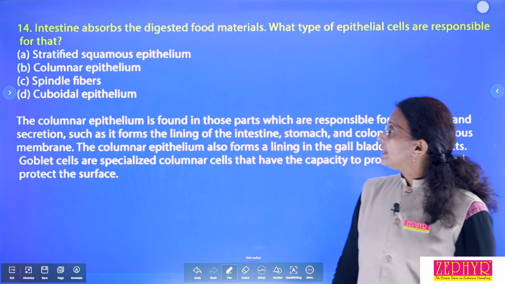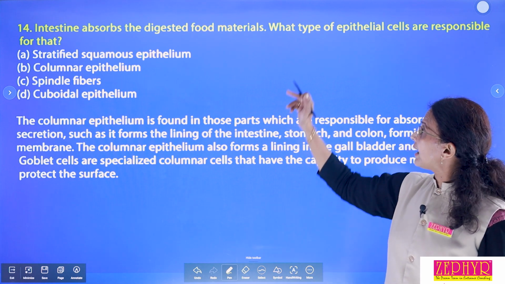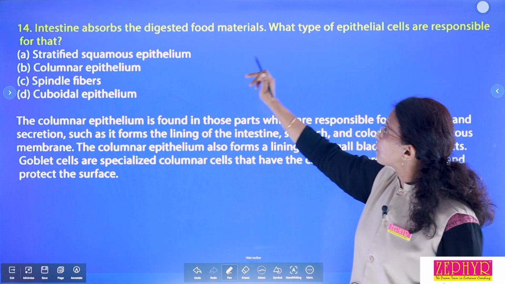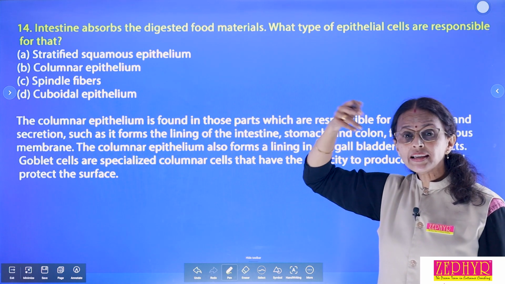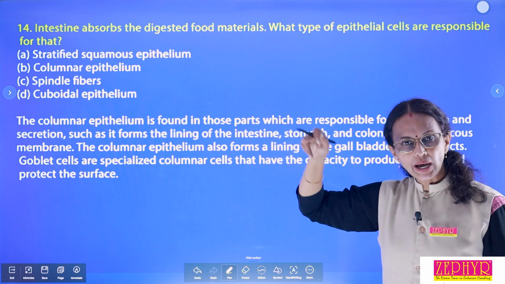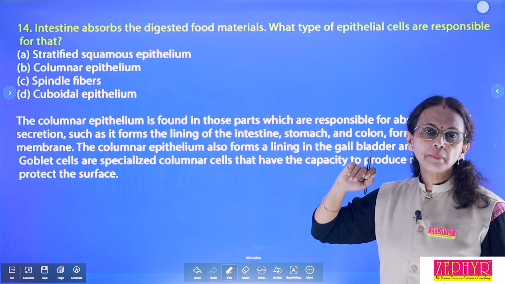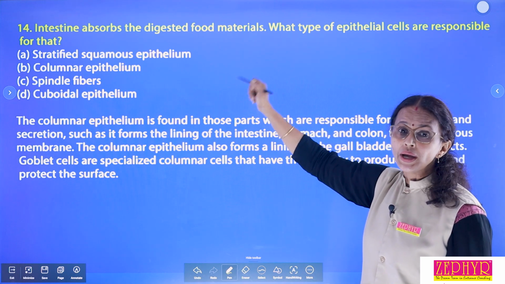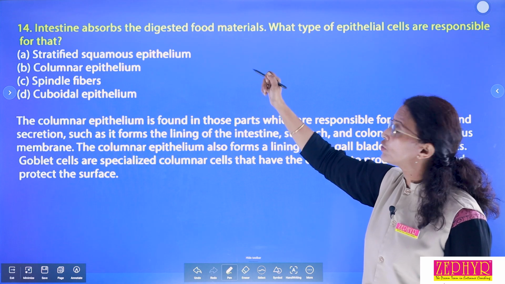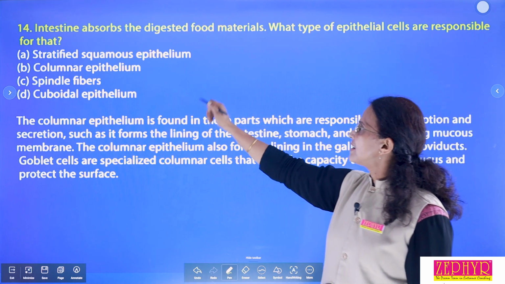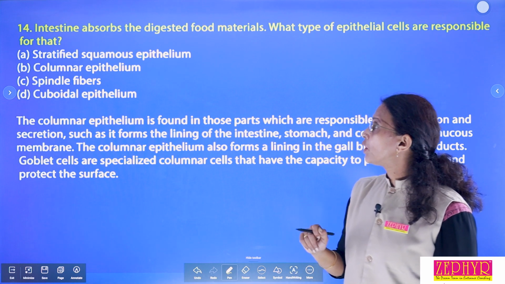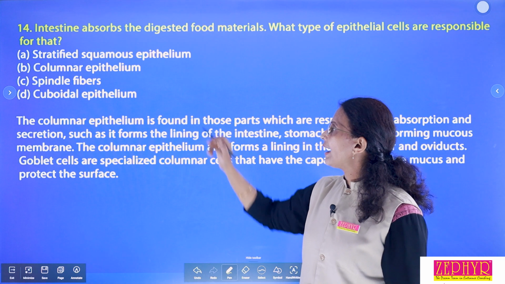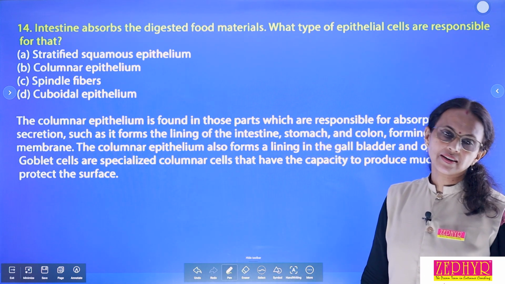Then next question. Intestine absorbs the digested food materials. What type of epithelial cells are responsible for that? Epithelial cells are of three types: squamous epithelium, cuboidal epithelium, columnar epithelium. Which kind of epithelial tissue helps in the absorption of food in the intestine? The options are stratified squamous epithelium, columnar epithelium, spindle fibers and cuboidal epithelium. Which one is the correct answer?